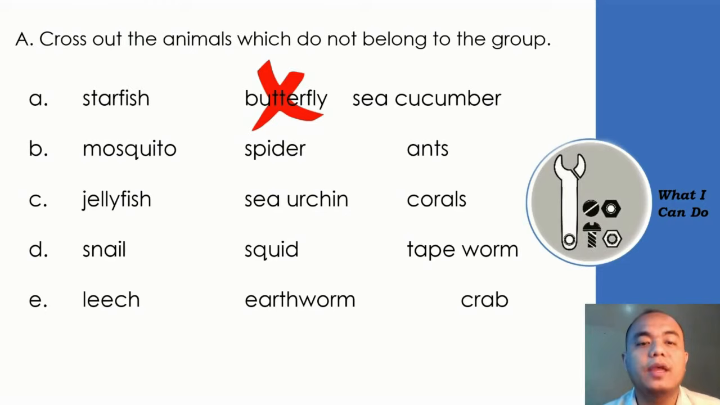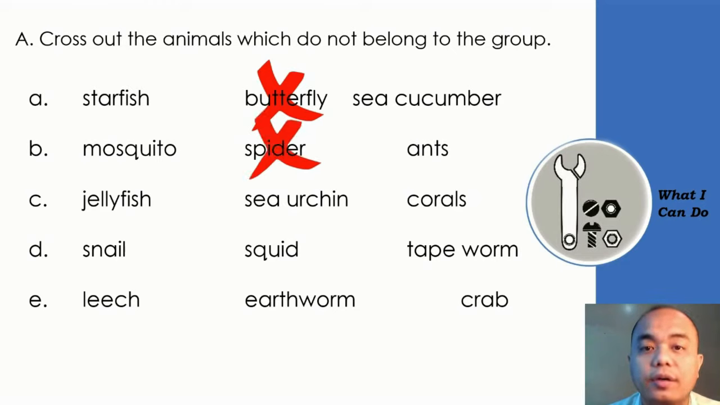Next, letter B. Mosquito, spider, and ant. What organism or what animal should be crossed out? Correct, spider. Because mosquito and ants are insects, while spider is an arachnid.